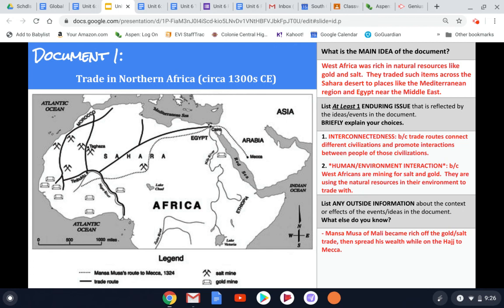in the document. So that's one good piece of outside information, but especially if you have a second enduring issue, think about any other outside information that this enduring issue can remind us of. So human-environment interaction. We have West Africans mining for gold and salt, and they're using those natural resources to trade with. So think about, does that show us any other clues or remind us of something fancy that we can add as another piece of outside information.